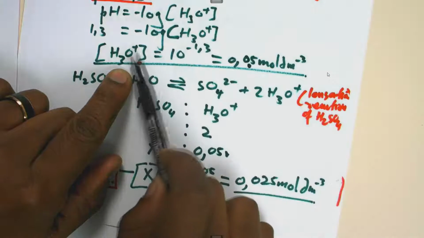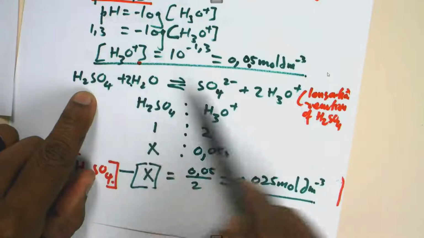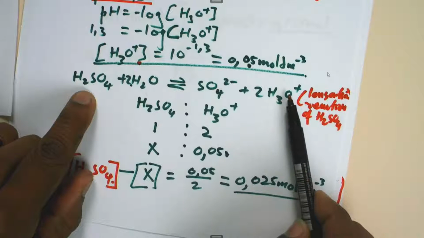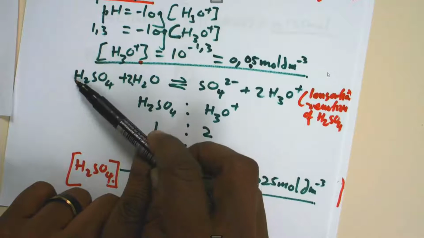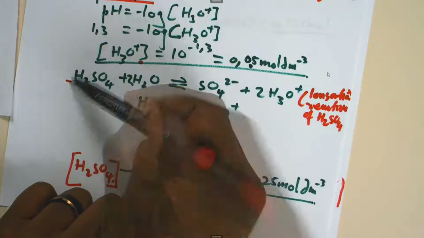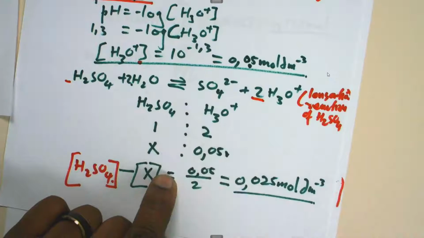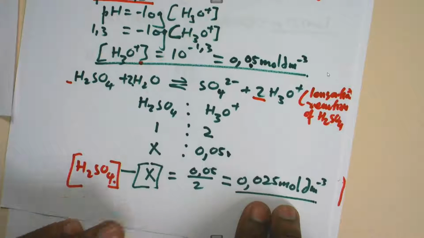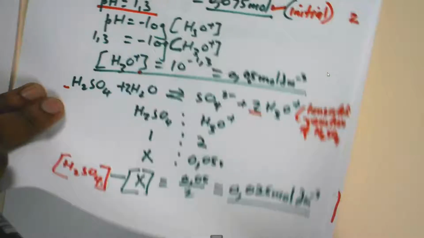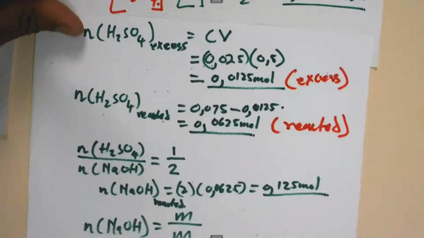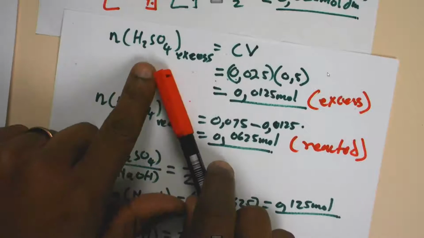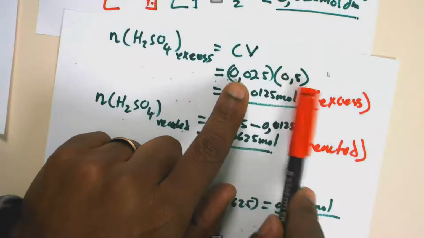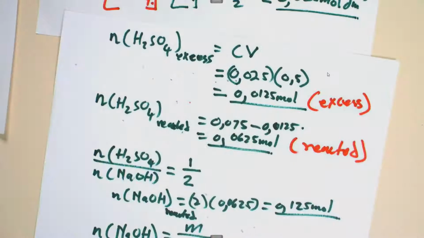From the concentration of hydronium ions, you now use a complete ionization reaction of H2SO4, and from that you use the molar ratio, which is 1:2, in order to get the concentration of H2SO4. Once the concentration of H2SO4 is calculated, we move on to get the number of moles, because I have the concentration, which is 0.02, I have the volume, which is 0.5, and then I get the number of moles that is in excess.